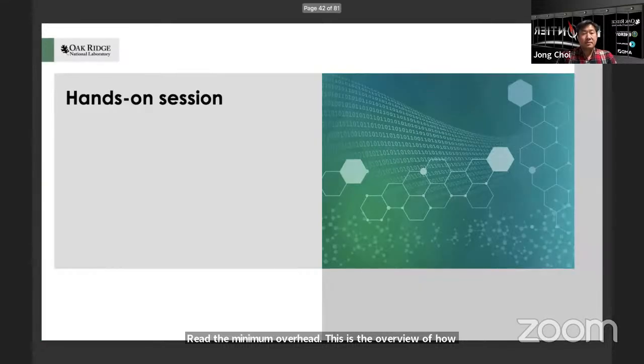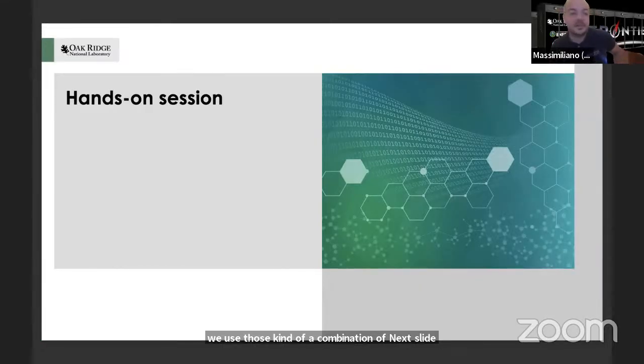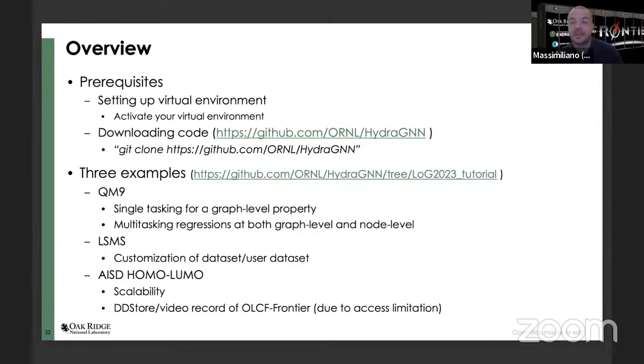Next slide. Yeah. This is the beginning of the hands-on session. We have lined up three types of examples, and I will try to guide you through each one of them. For the interest of time, I don't think we will necessarily be able to wait for you to perform the entire training on your own machine, especially for the last example, where Jong-Youl Choi will show the performance of HydrogenNN on OLCF Frontier. You will have to mostly trust us on the results that we show, because I assume that not all of you have access to the supercomputer.